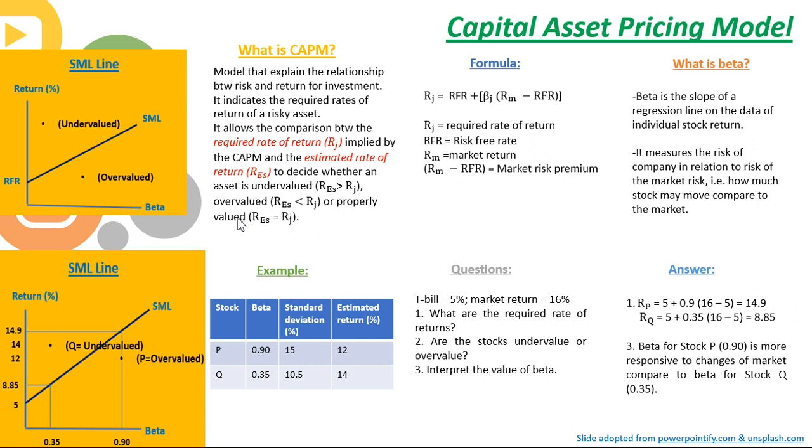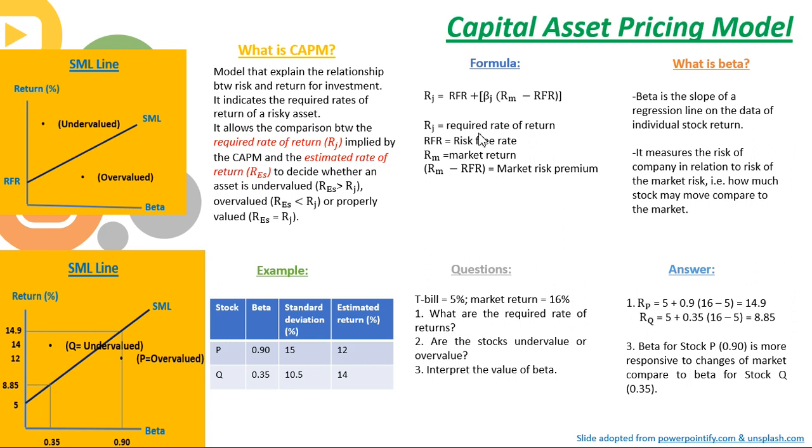Okay, let's look at one example. You are given two stocks, P and Q, and this is the given information on beta, standard deviation, and estimated return. Given the T-bill of 5%, T-bill is the indicator of the risk-free rate, and market return of 16%. This is the market return.